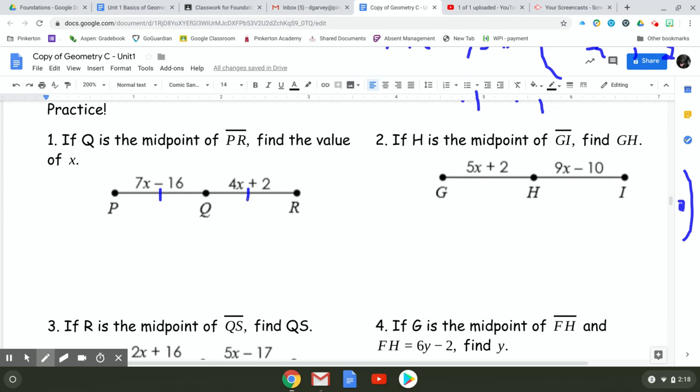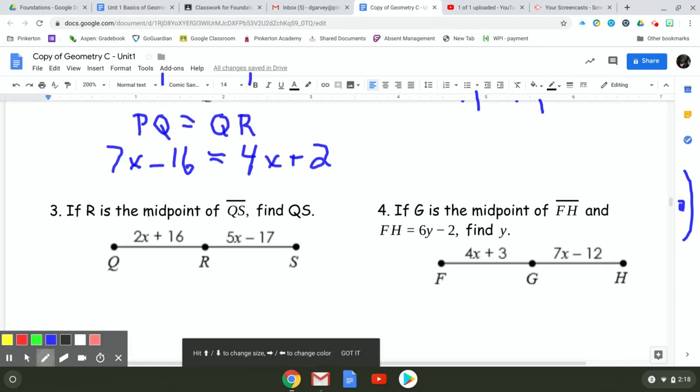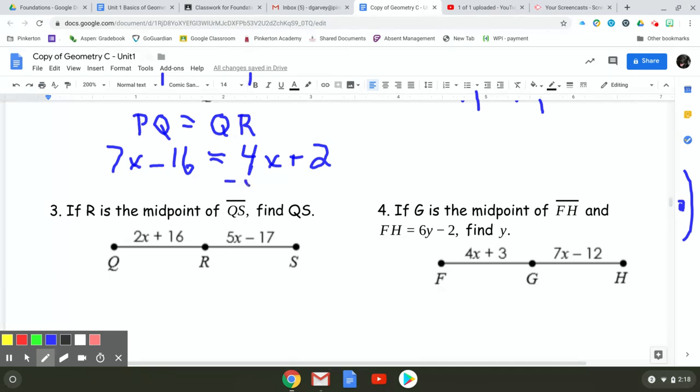Well, if PQ and QR are the same length, then of course their lengths would have to equal each other. So I could just say 7x minus 16 equals 4x plus 2. And now once again, I have an algebraic equation that I can now solve. So once again, I can either combine the x's together first or the numbers together first. I tend to do the x's. So I'm going to subtract 4x from both sides.